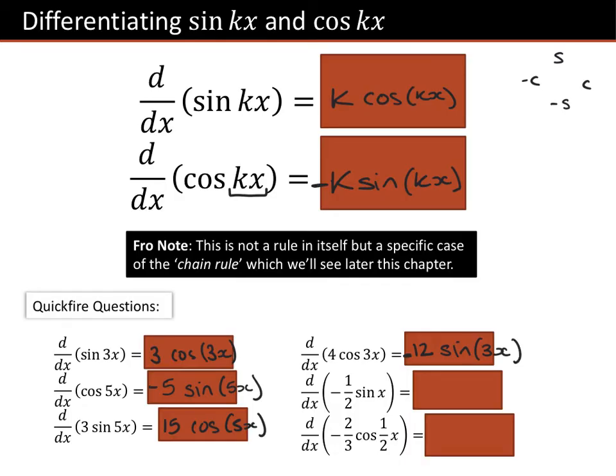The differential of minus a half sine x. Well, minus sine differentiates to minus cos. So we're going to have minus a half cos of x. Minus cos differentiates to positive sine. Okay? And we're going to get 2 over 3 times a half, which is 1 over 3 cos a third of x.